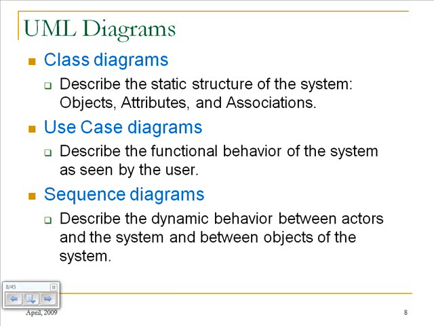The use case diagrams are going to describe the functional behavior of the system as seen by the user. Okay, and we need use case diagrams to actually discover what the system is going to do or should do, the functions. And from there we can derive the requirements. Sequence diagrams are going to describe the dynamic behavior between actors and the system and between objects of the system.